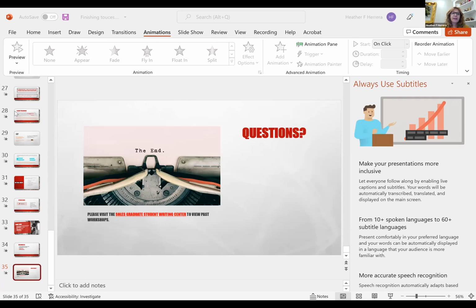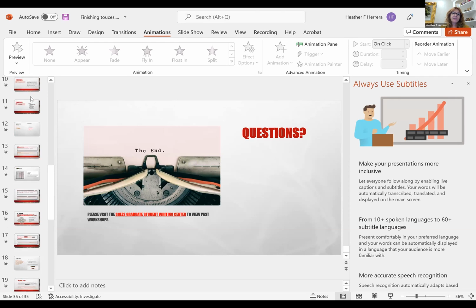All right, so welcome to Applying the Final Touches. This particular workshop is designed for students who are looking for some strategies for their final assignment of the semester.